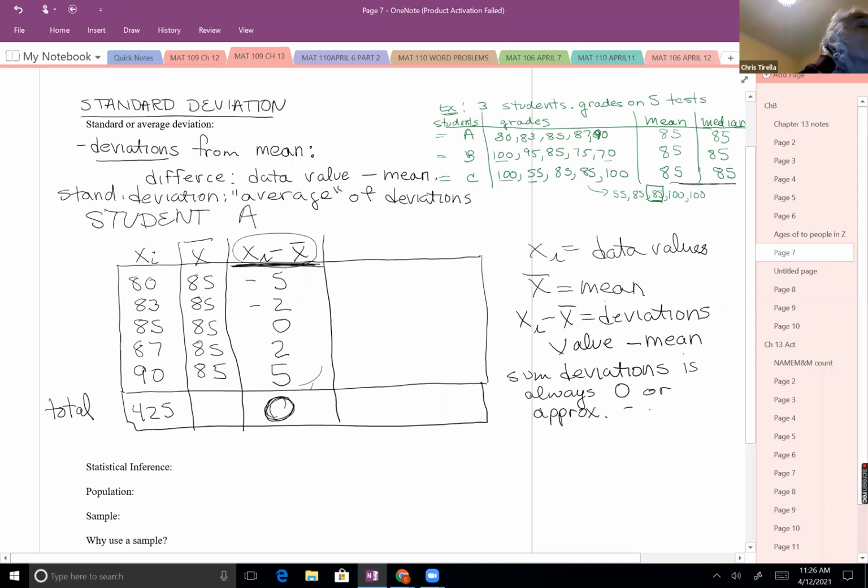Why do I say approximately 0? Can you picture some of the examples that we did in class already where we had to round off to find the mean? If you have to round off, the deviations might not add exactly to 0, but they'll be close to 0.